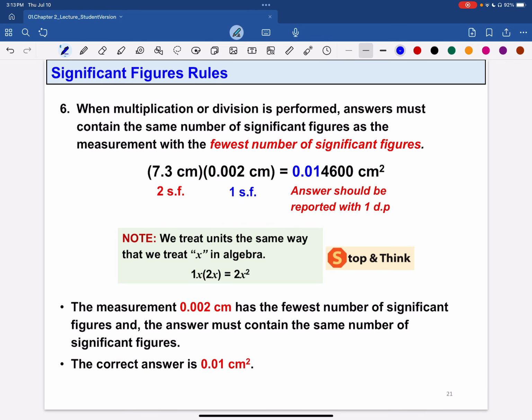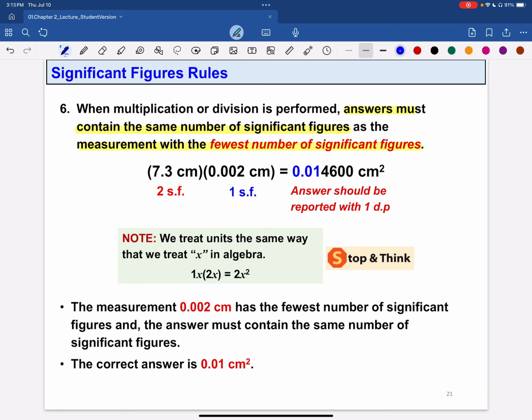Multiply and divide is a little bit confusing because when you multiply or divide, the answer must contain the same number of significant figures as the measurement with the fewest number of significant figures. Okay, adding or subtracting, you follow the decimal place. Multiply and divide, you follow the number of significant figures.